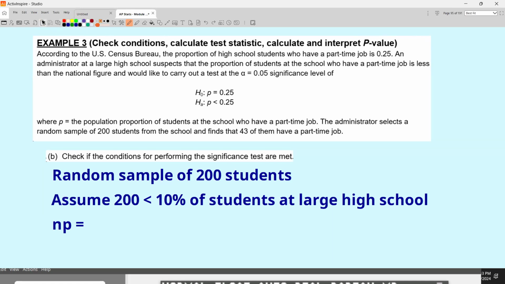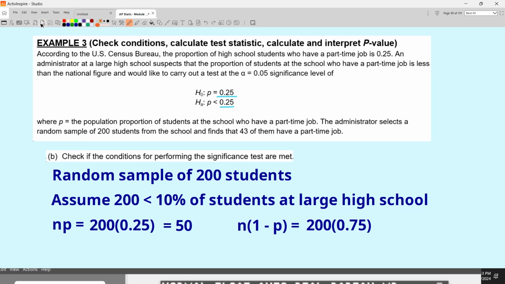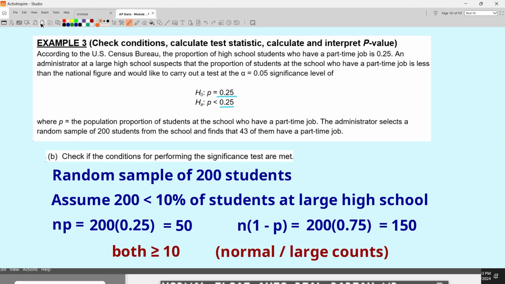The last thing is we're going to check our large counts. Remember, which number do we use for our proportion? That's right, we use the 25%. We use the null because we assume that the null is true. So we always do our number in the sample, which is 200, times the null proportion, 0.25, that's 50. And then n times 1 minus p is going to be 200 times 0.75, which is 150. Both of those are more than 10, so it satisfies the normal slash large counts condition.